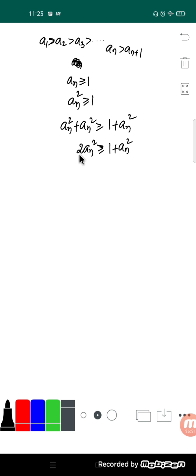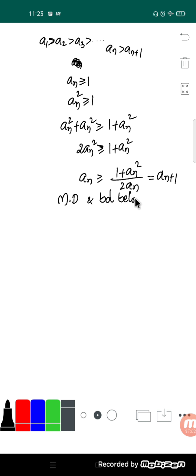So for this one, you divide the entire inequality by 2an. What remains is an, which is greater than or equal to (1 plus an square) by 2an, which is equal to an plus 1. So we see that an is greater than or equal to an plus 1. So we have shown that it is monotonically decreasing, and we already showed that it is bounded below by 1.